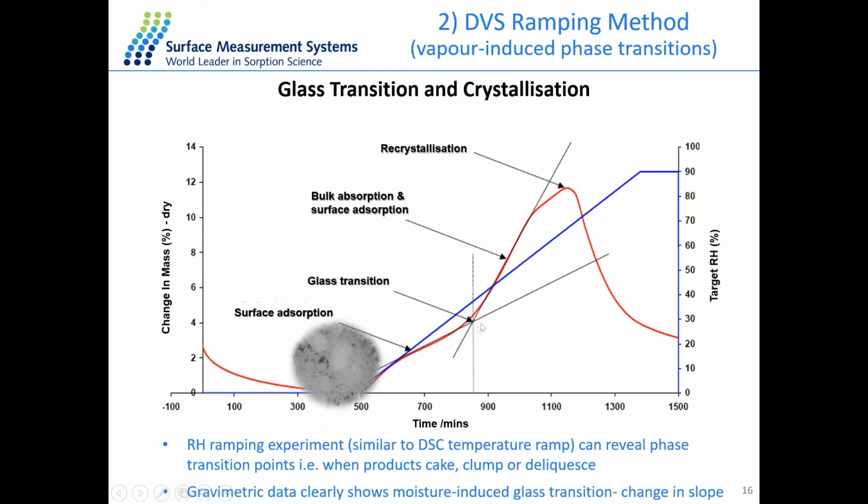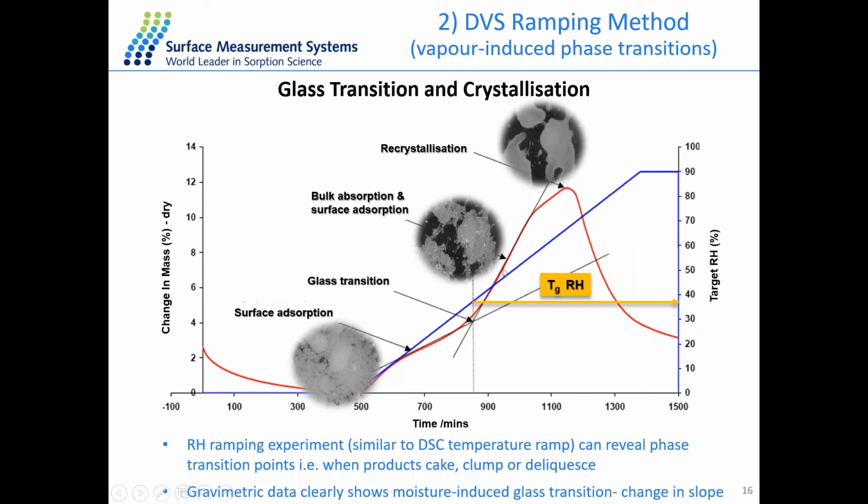After a certain point of humidity, the moisture uptake increases dramatically, as the water is not only on the surface but also goes into the bulk of the material. So it's a bulk-dominated mechanism. Calculated from the slope before and after this point, we can get a point for the glass transition. From the cross here, we can then calculate the glass transition humidity for this sample at 25 degrees.